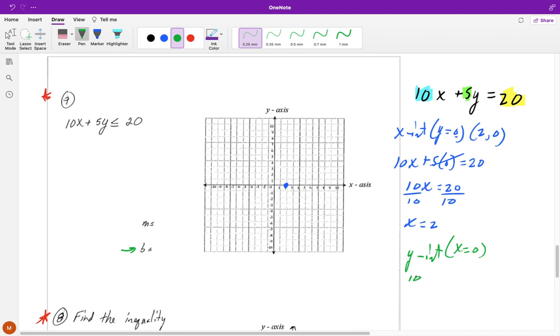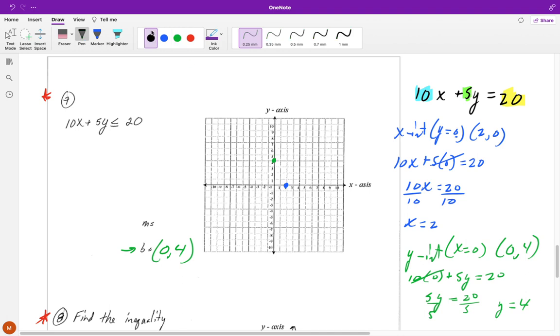So now we say 10 times 0 plus 5y is equal to 20. This zeroes out, so 5y is equal to 20, divide by 5. So y is then equal to 4. So this generates a point of (0, 4). So that is my y-intercept, so I can put that there. And now I have (0, 4).